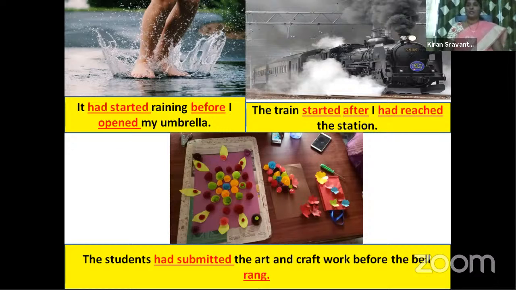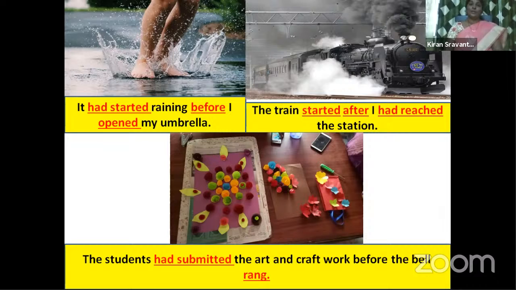Later the train started. And if the train started before I reached the station, I wouldn't be there. So the train started after I had reached the station. That means I reached the station at first. Later the train started. So first completed action in past perfect, second completed action in past simple. Again and again, when we are saying first completed, second completed, remember pretty well that the first completed action should be expressed in past perfect, and the later completed action should be expressed in past simple. This we have to remember thoroughly and keep in our mind.